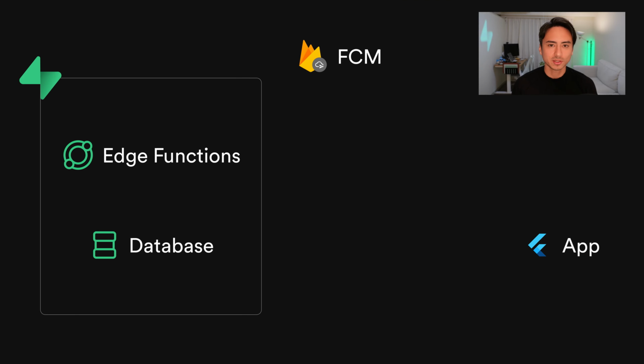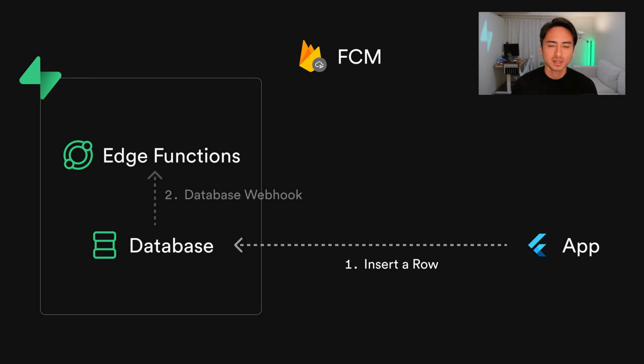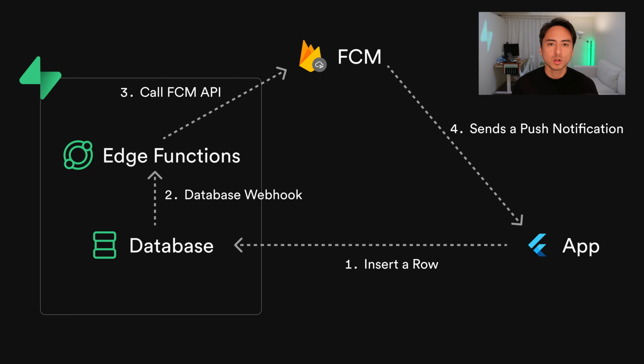Our setup is going to look like this. We insert a new row into the database from our Flutter app. That's going to trigger a database webhook, which will call our edge functions. This edge function will call the FCM API, and FCM will send the push notifications to our Flutter app.